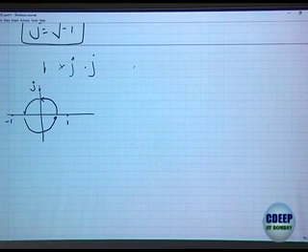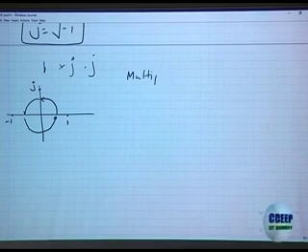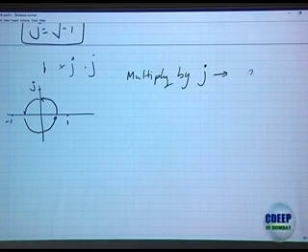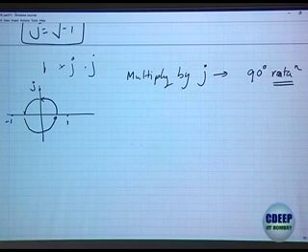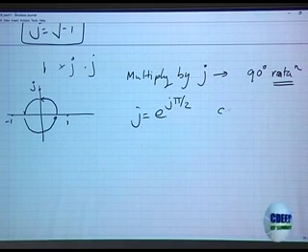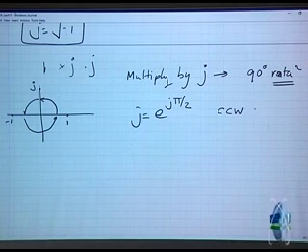So multiplying any number by j, what do we do? A 90-degree rotation. So j is also equal to e to the power j pi by 2, which is again a counterclockwise rotation.